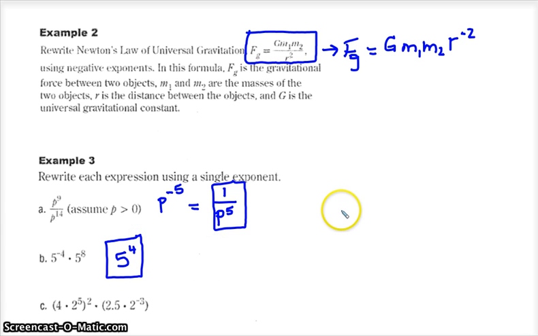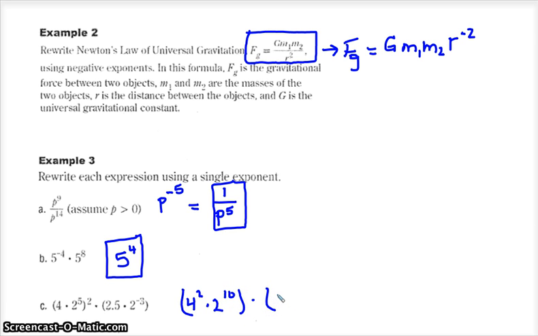Okay, looking at part C, I've got two different quantities. Let's deal with them individually. First, I've got 4 times 2 to the 5th power, and that's all being squared. So both parts need to be squared. Okay, I've got 4 squared times 2 to the 10th. Remember my properties of powers, I multiply my exponents when they're being raised to another power.